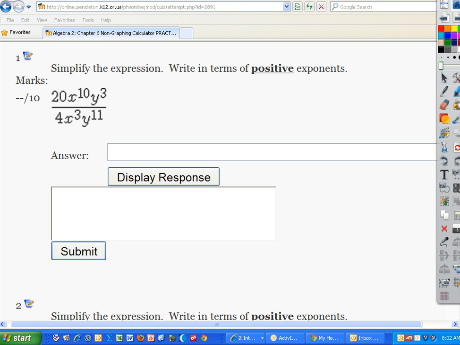Display a response. For sure, do that. Hit display response and make sure that the computer is interpreting what you input the way you intended it to be interpreted. Okay. So what do we do with this here? Let's take a look.